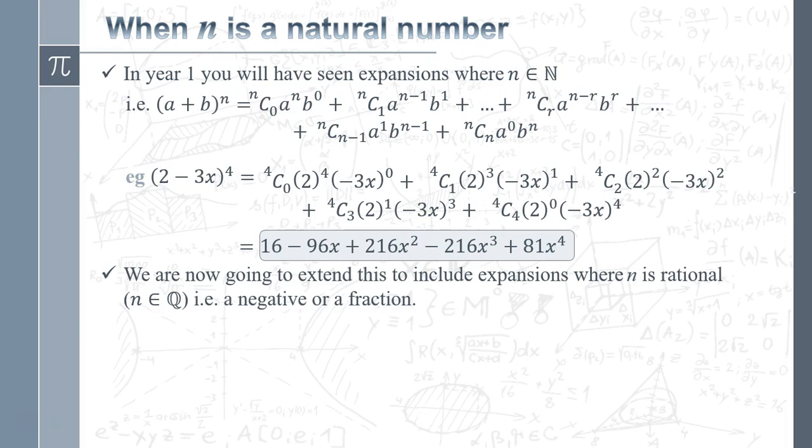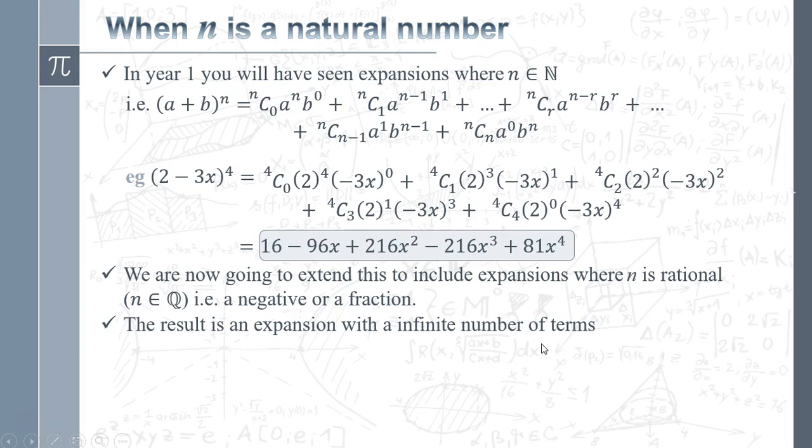So what we're going to do now is extend this to include expansions where n is rational. So that's this bit here, n belonging to this kind of Q thing here means rational. And what that means is that our value for n, our power, rather than just being a number, 1, 2, 3, 4, 5, 6, or whatever it is, is now either negative or fractional. And that kicks up a whole bunch of issues.